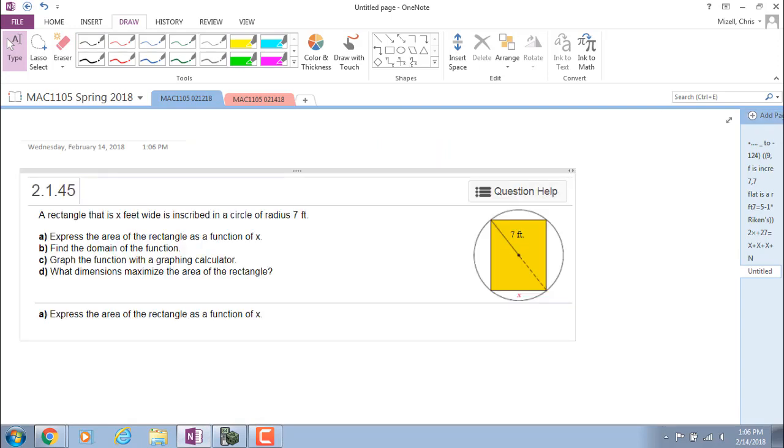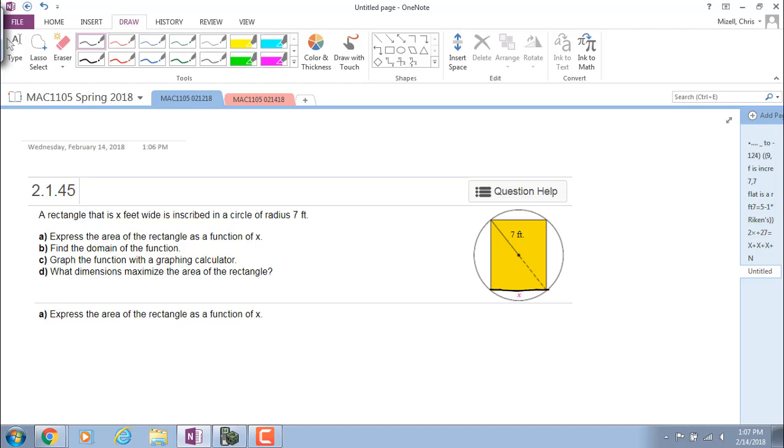A rectangle that's x feet wide is inscribed in a circle of radius 7 feet. So inscribed simply means that the 4 vertices of the rectangle actually lie all on the same circle, and this particular circle upon which all 4 vertices lie has a radius of 7 feet. We want to express the area of the rectangle as a function of x. Now you see where the x is drawn there, this dimension right here.